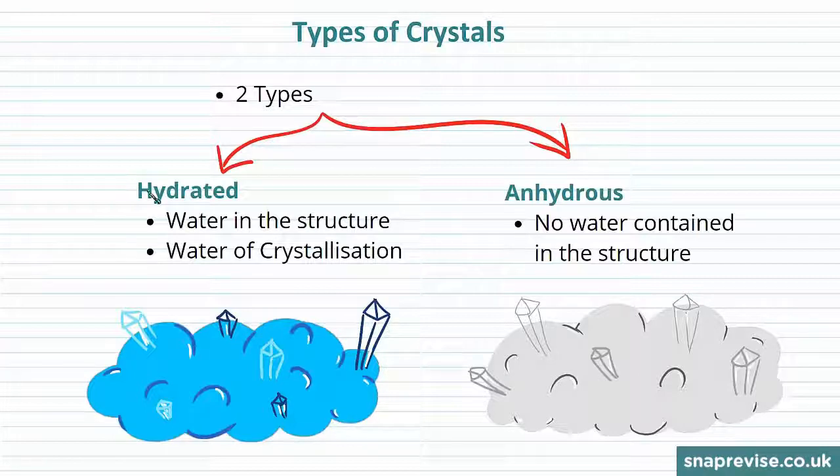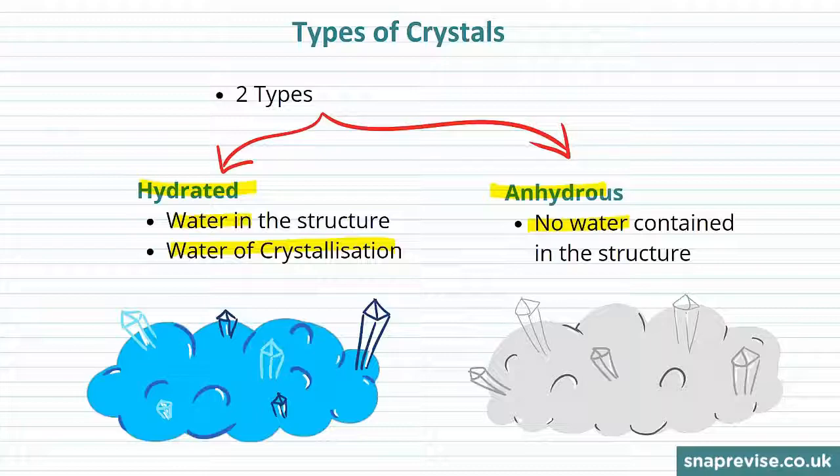Those are the hydrated and anhydrous crystals. Hydrated crystals contain water in their structure. We refer to this water as the water of crystallization, whereas anhydrous, as suggested by its name, contain no water in their structure. Now, the colours I've used here to represent my two diagrams of crystals are just for illustrative purposes. It may remind you of copper sulfate, which is a well-known crystal that when hydrated is blue and when anhydrous is white. But by no means is that a hard and fast rule for all crystals.